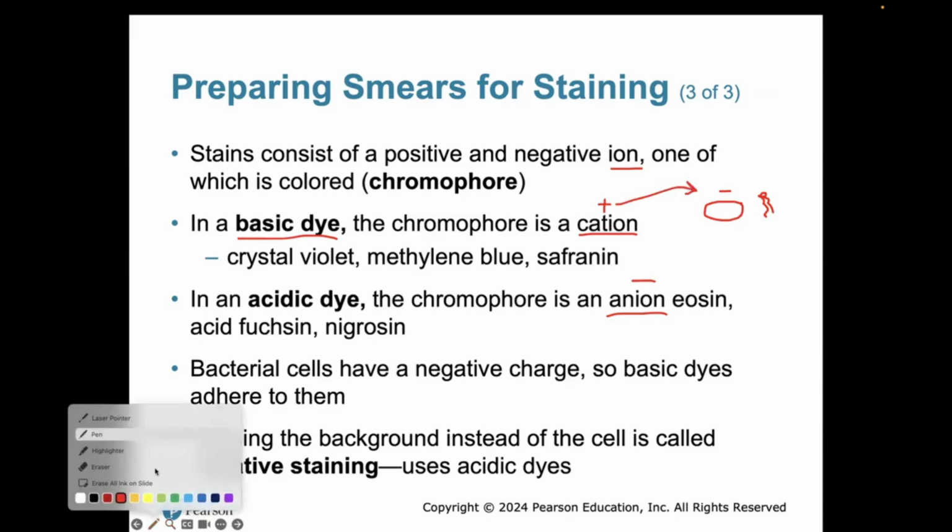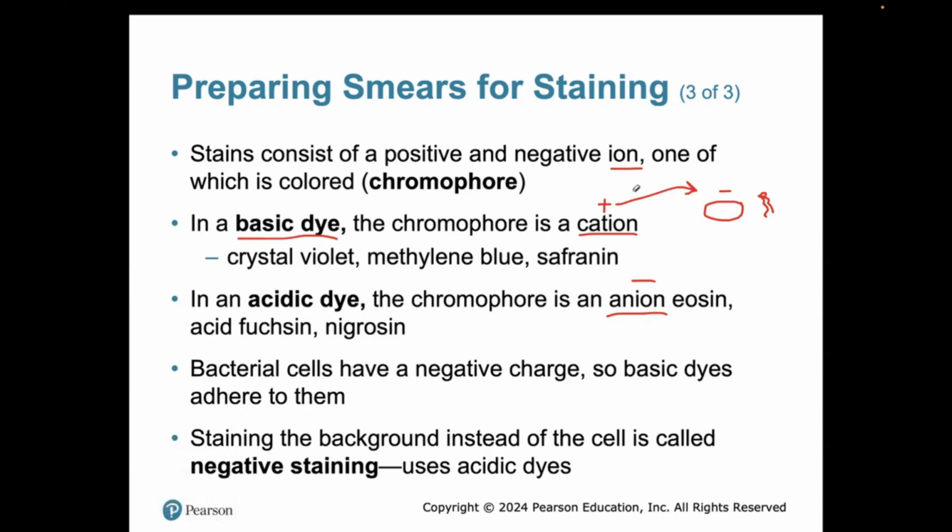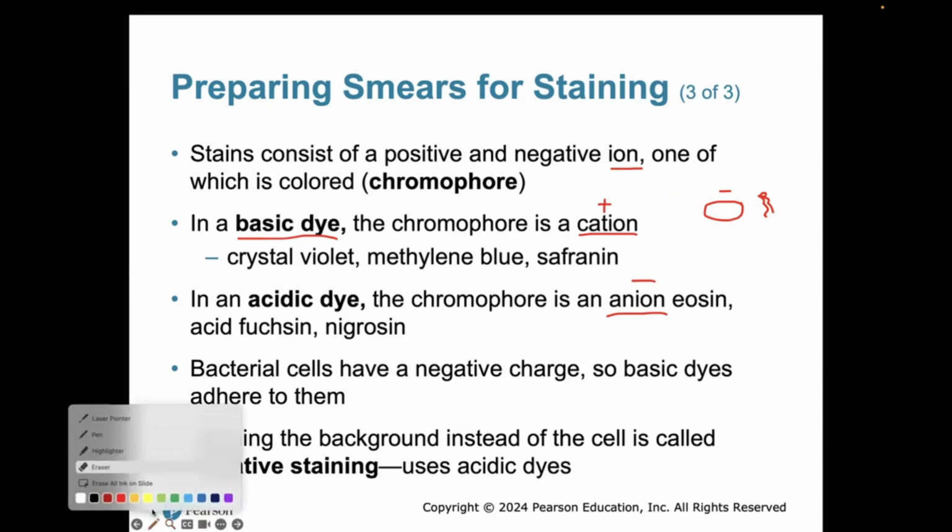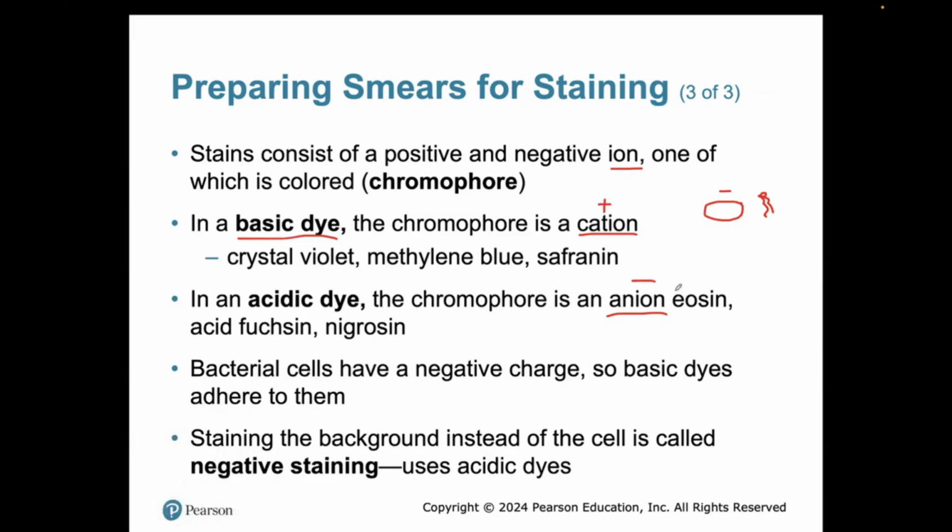All right. I want to erase that. I want to do another color. All right. So the positively charged cations will be able to interact with our negatively charged bacterial cells. So that's why basic dyes will adhere to the cells. Basic dyes such as crystal violet, methylene blue, and safranin will adhere to the bacterial cells.